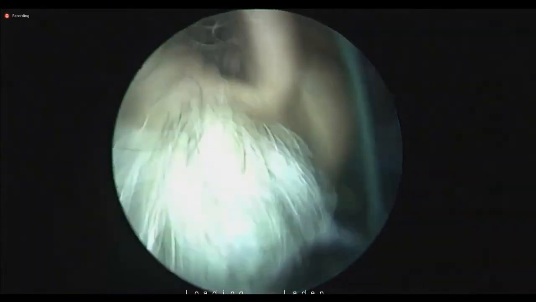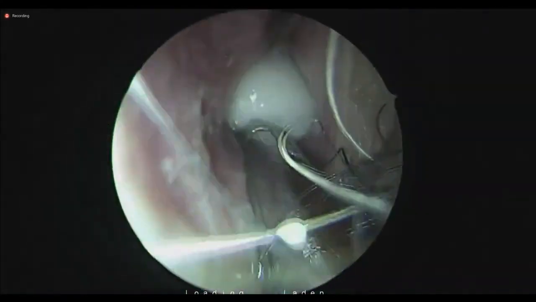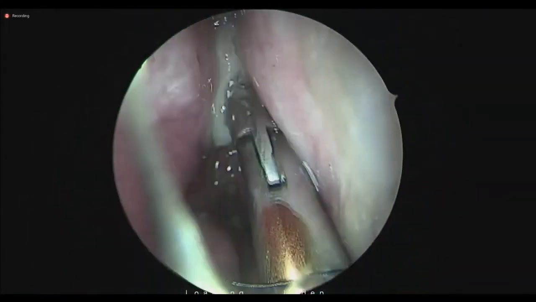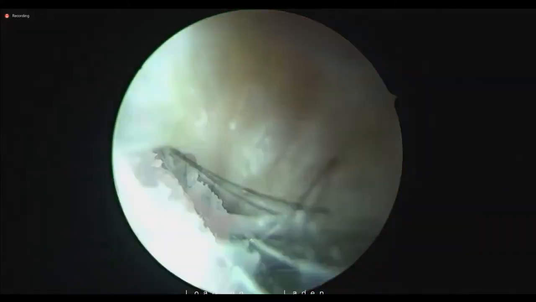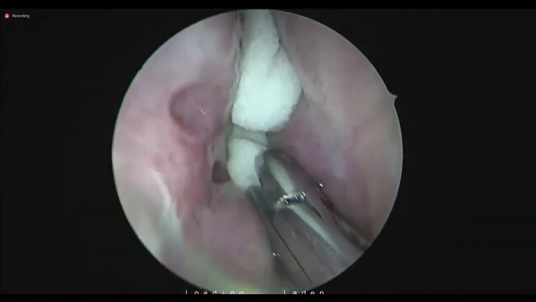You haven't yet packed the nose, sir? Pardon? Is the nose prepared with a pack, or no? Now I'm preparing. We never inject. It's a topical preparation only.